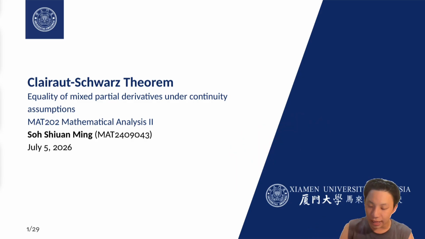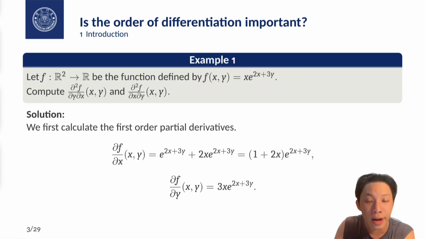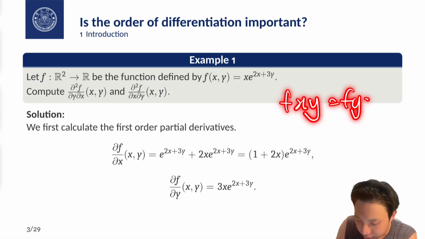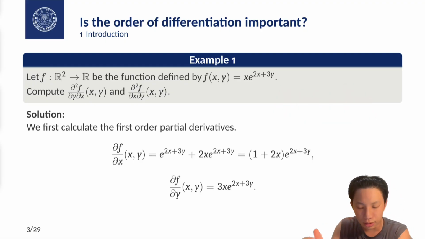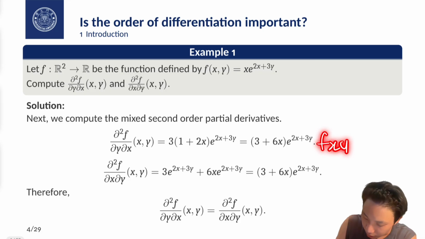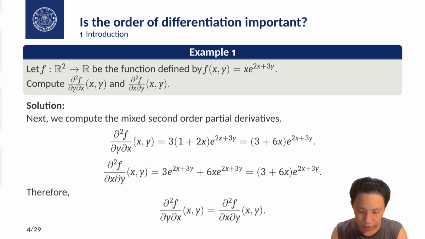Let us see an example first. You can see this is an example of a function of two variables. A question is: is f_xy equal to f_yx? Now let us compute it using the knowledge from Calculus 2. We can find f_x and f_y, and then we can find f_xy and f_yx, and we can see that they are the same. So for this example, f_xy is equal to f_yx, and if we switch the order of differentiation, the result will still be the same.